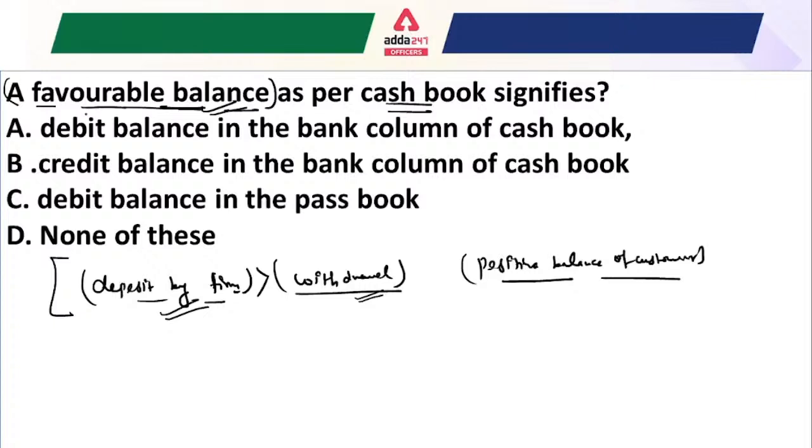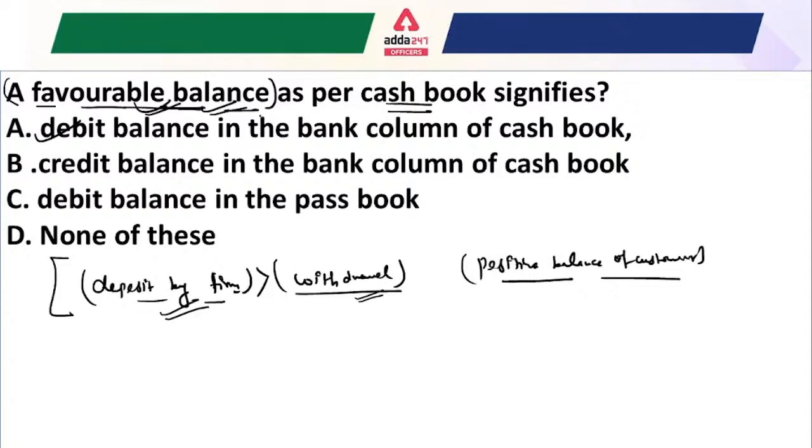This will also reflect a credit balance as per the passbook and a debit balance as per the cash book. So what will be the correct answer here? Can anyone tell me? Debit balance in the bank column of the cash book, credit balance in the bank column of the cash book, or debit balance in the passbook. The correct answer is that it will reflect the debit balance in the bank column of the cash book, right? So that would be your answer.